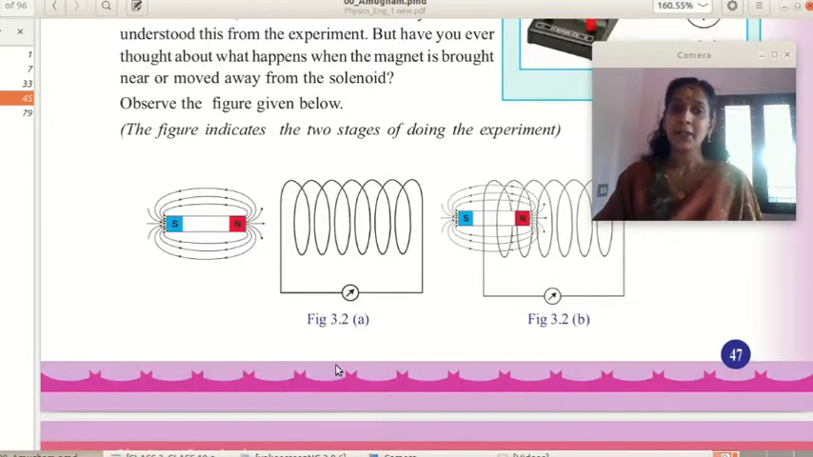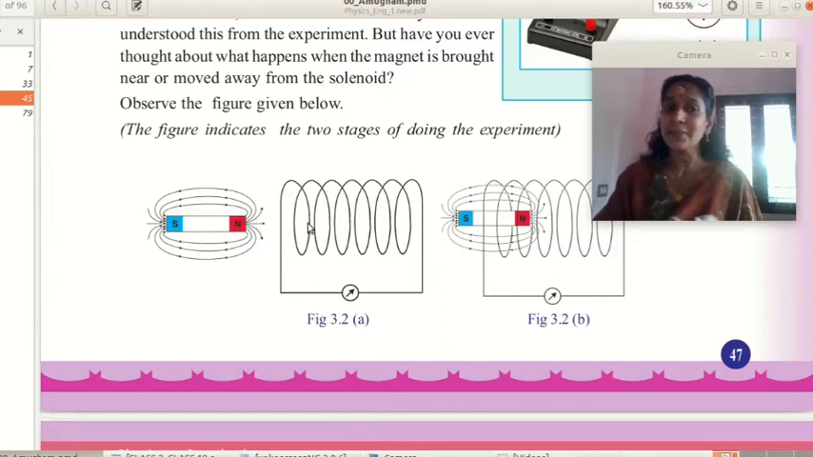Here, the magnet is near the solenoid in figure 3.2a. But in figure 3.2b, the magnet is inside the solenoid. It is moving. The magnet is moving inside the solenoid. These are the two stages of our experiment.